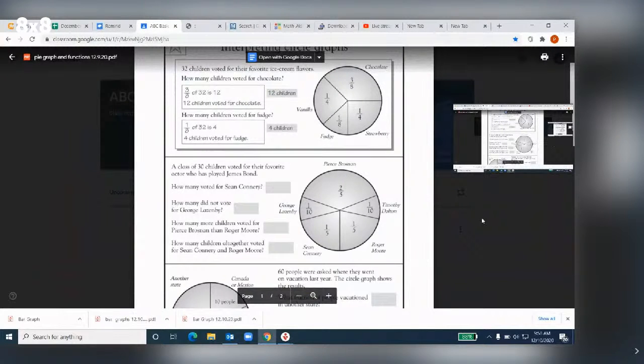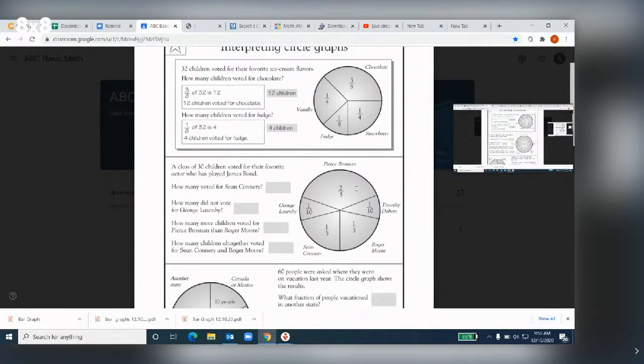What I want to do, we're going to do bar graphs here in a second, but I want to go over, and unfortunately our Wi-Fi isn't working, or else I'd have my tablet up. But this is what I posted yesterday. It's interpreting a bar graph, and this might be a problem you might get on the math portion of the task. If you look at the middle bar graph, you see Pierce Brosnan at the top, George Lazenby, Sean Connery, Roger Moore, and Timothy Dalton. It says a class of 30 children voted for their favorite actor who played James Bond. So remember there's 30 people in the class.